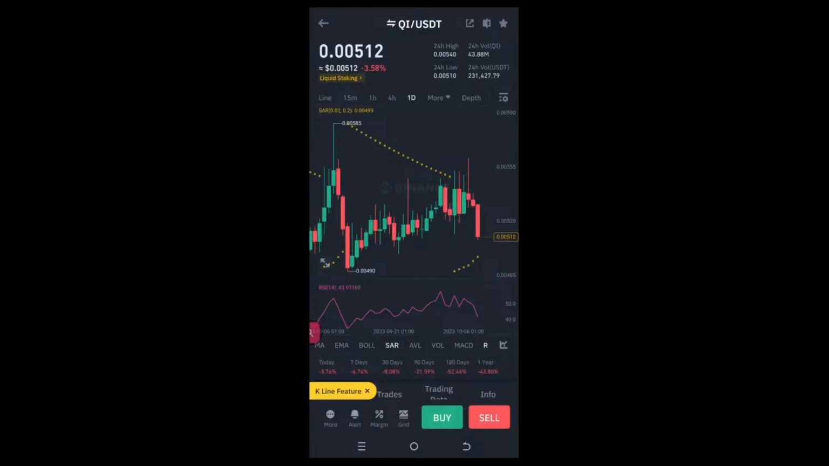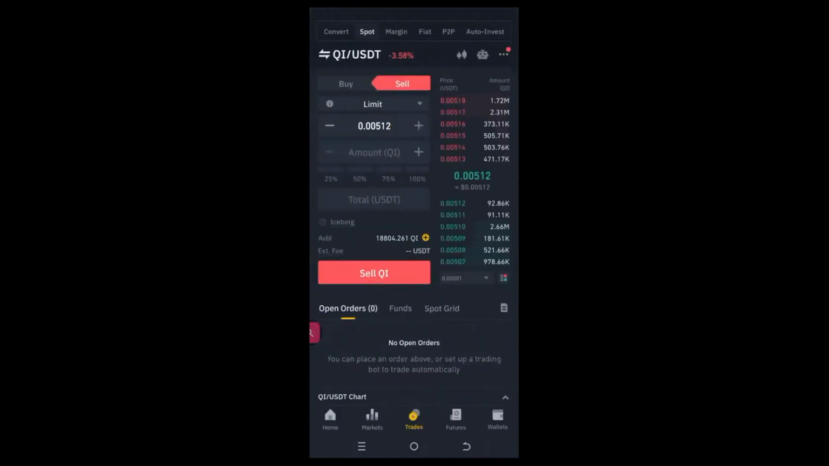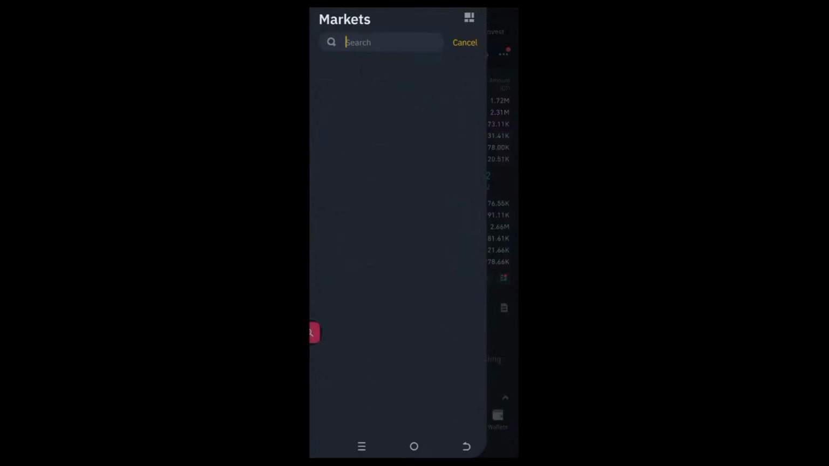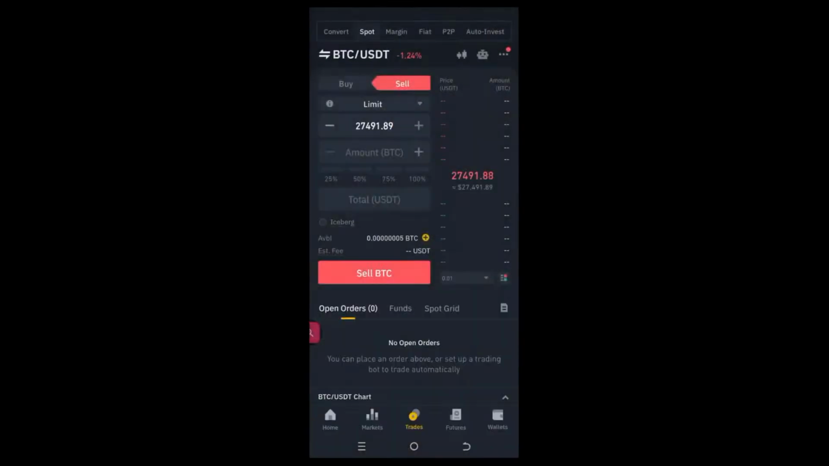Oh, you can see, just look at it. Even QI has been dumping. And it's not unconnected to the fact that BTC is dumping. Once BTC is dumping, most coins are dumping. Look at it. Look at BTC.